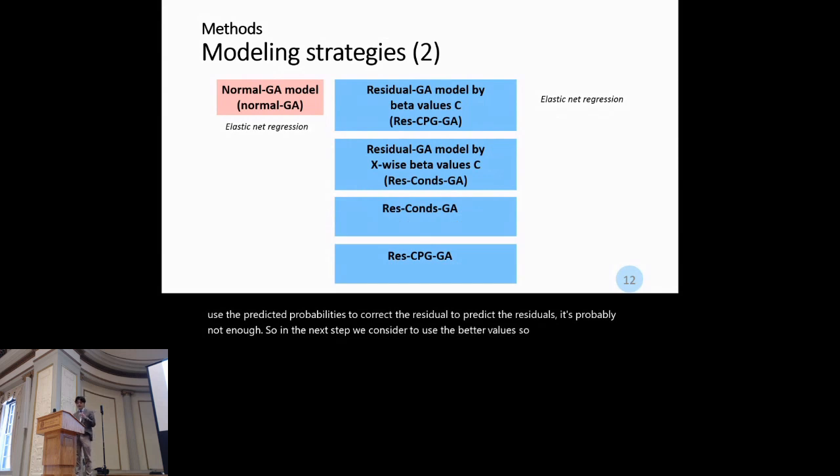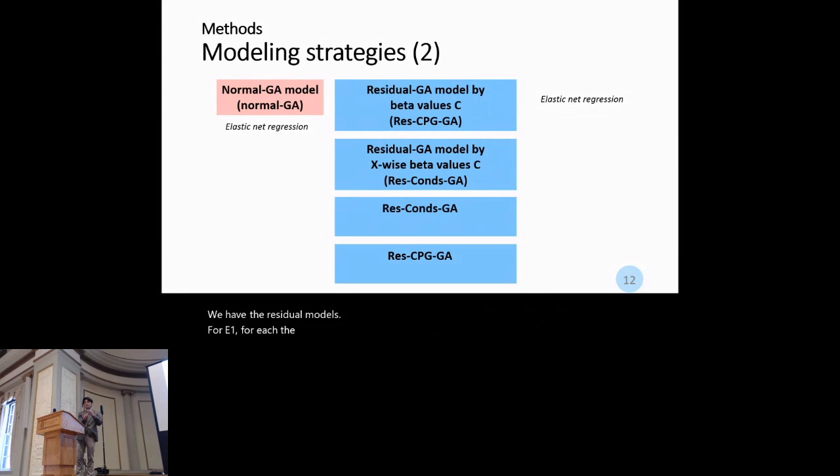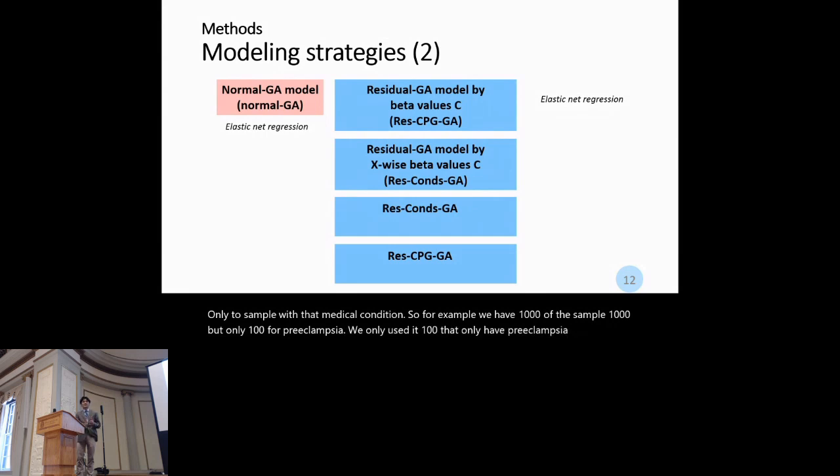Basically, we have residual models, one for each medical condition. We use the beta values to predict gestational age only for samples with that medical condition. For example, we have 1,000 samples in total, but only 100 for preeclampsia. We only use those 100 that have preeclampsia and try to predict the gestational age. We hypothesize that every medical condition will have a different trajectory of gestational age, and that is for the next model.